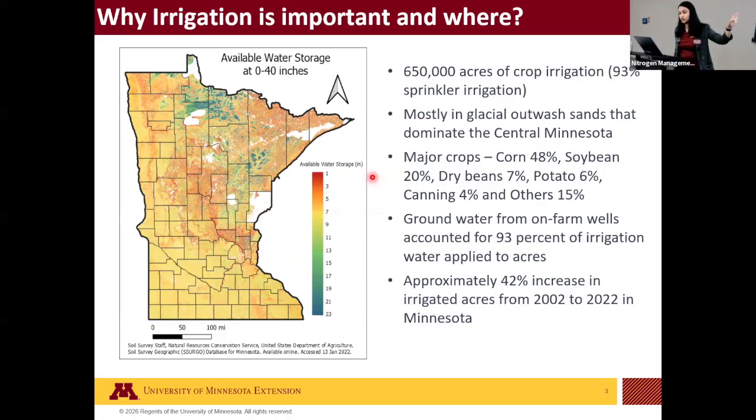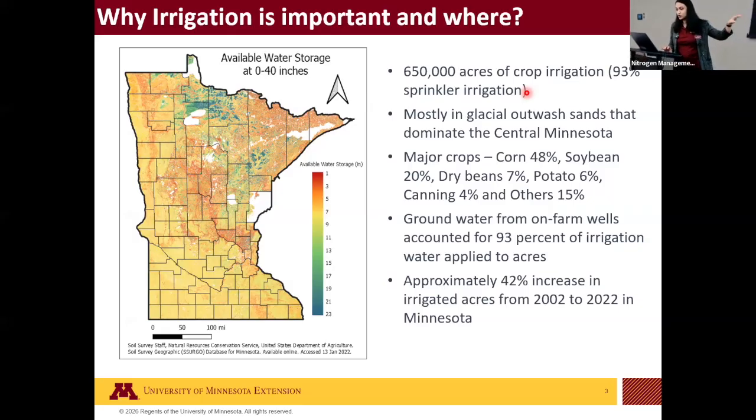This map shows you the available water storage in the 0 to 40 inch soil profile in Minnesota. If you look at the central sands region of the state, we do not have much available water storage, around 1 to 3 inches in a 40 inch soil profile. Not all of the areas here are like this. There is a lot of rain-fed agriculture as well. Only 650,000 or around 700,000 acres are irrigated, which is around 3% of the total croplands in the state. Not too much, but the water usage is very high, and I'll show you that graph.